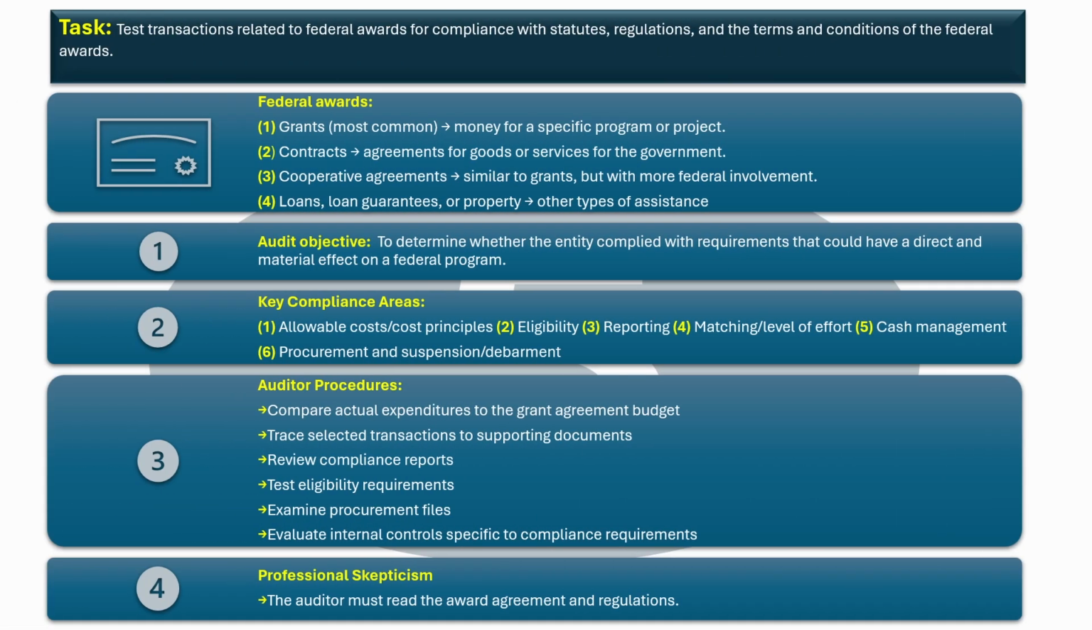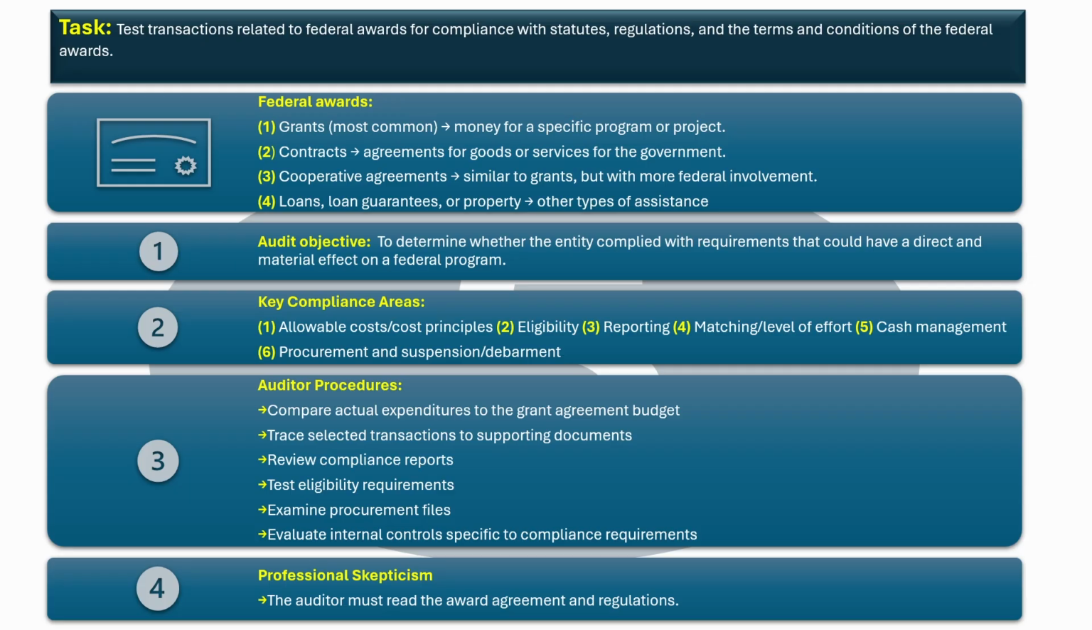Let us look at the exam task on federal awards. Test transactions related to federal awards for compliance with statutes, regulations, and the terms and conditions of the federal awards. First off, what are federal awards? Federal awards are funds, property, or other financial assistance provided by the U.S. federal government to a non-federal entity, like a state, local government, university, or nonprofit, to carry out a public purpose.